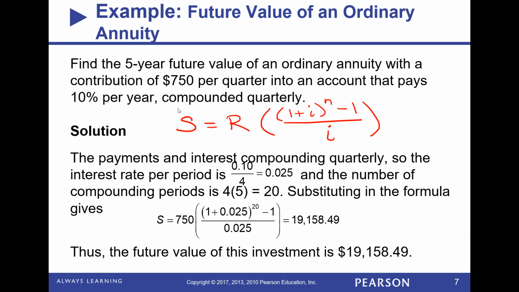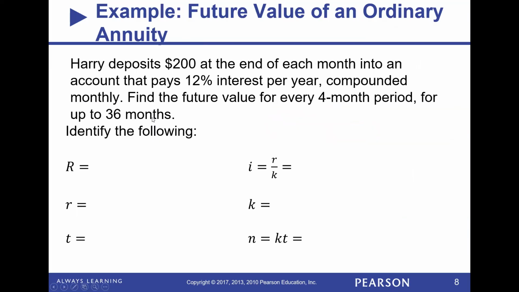Okay, so let's try this again. And again, still looking for that future value. Okay, so Harry deposits $200 at the end of each month into an account that pays 12% interest per year, and it's going to be compounded monthly. Find the future value for every 4-month period for up to 36 months.